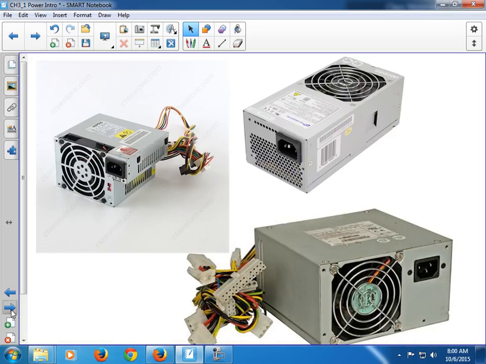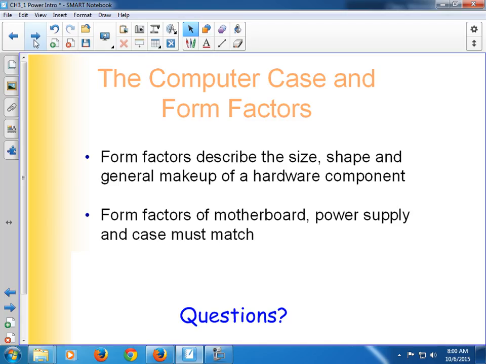And this is another picture of different form factors of power supplies that you have to make sure match. This is a standard ATX case power supply, and these are more specific to some specific case they go with. So you need to make sure you're getting the things that match up when you're picking out your power supply. Okay, we already said this. It describes the form, size, shape, and general makeup of a hardware component, and form factors of those things have to match. That's objective number 1 for today.